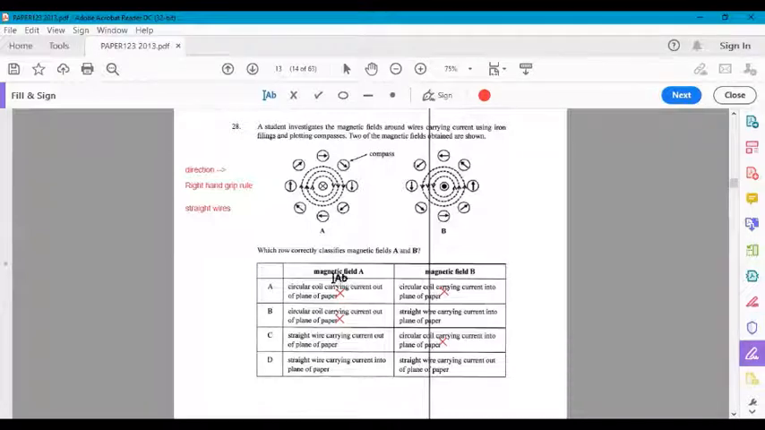And we find that D matches both of those descriptions. We knew that because we had to cancel out some options already. So our correct answer is D, okay? But you want to keep those in mind. So cross is into, dot is out of, okay?